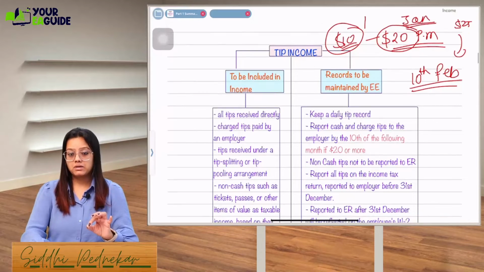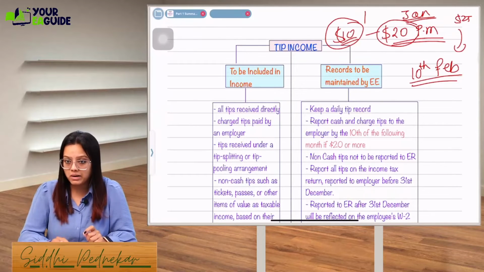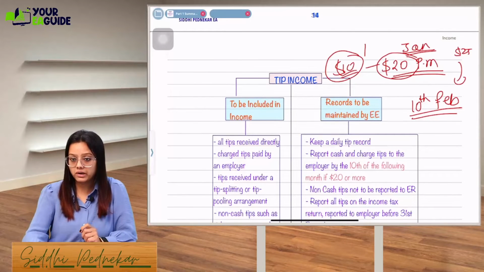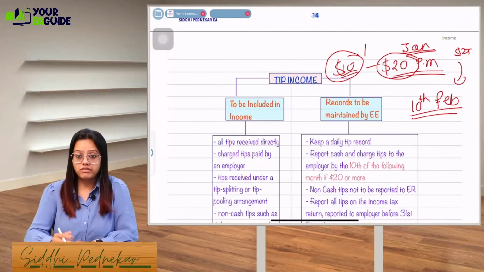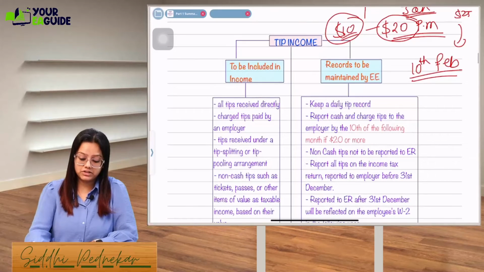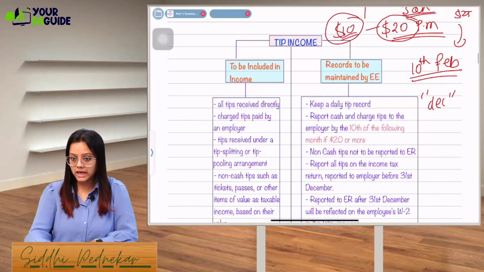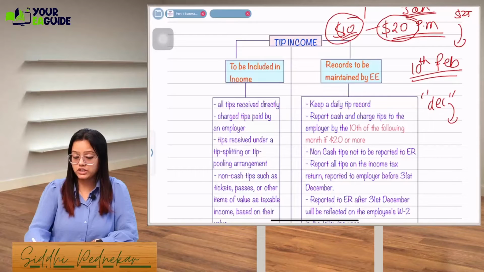This tip income just provides the reporting requirement, whether you need to report it to the employer or not. Okay, you report it to the employer by the 10th of the next month. Now, what will happen if it's a December month? If it's a December month, then what is the due date to report it to the employer? It is 10th of Jan.